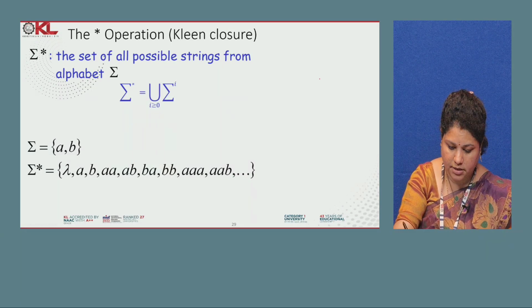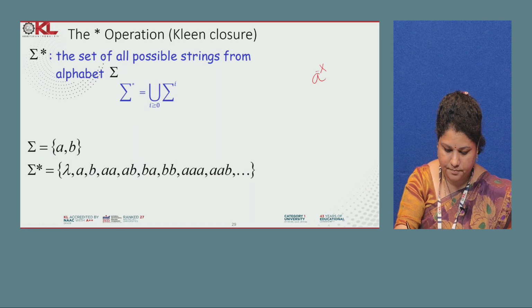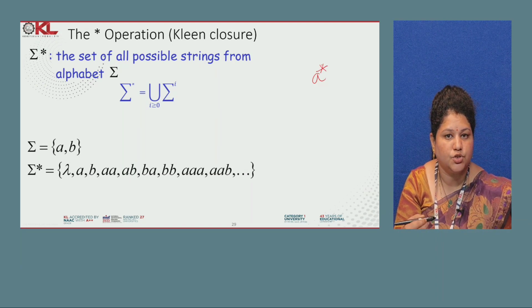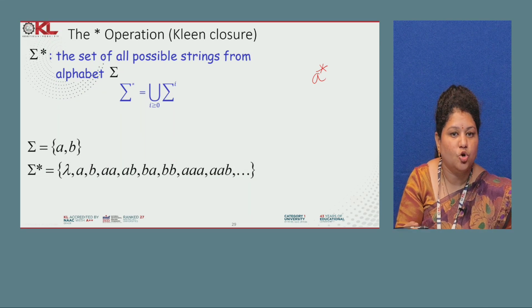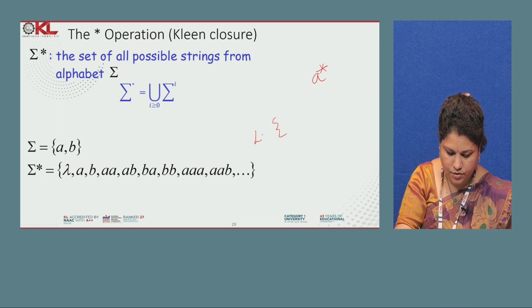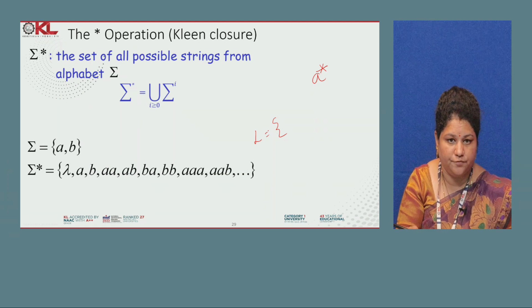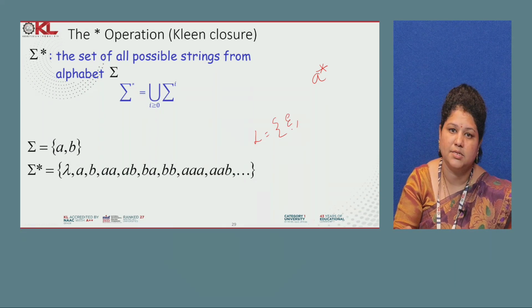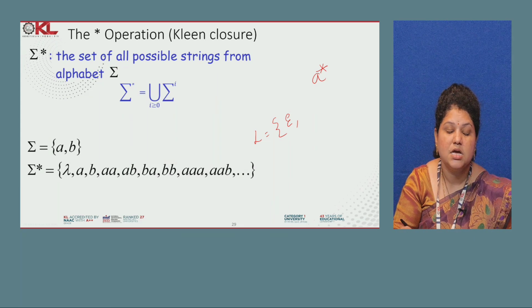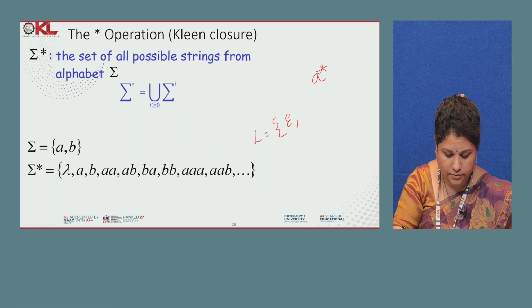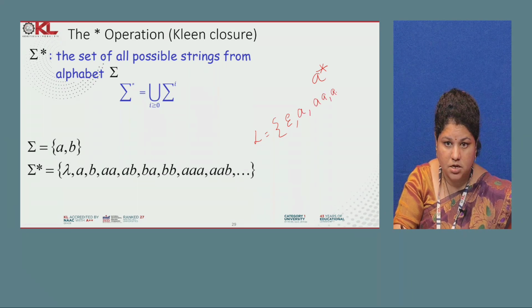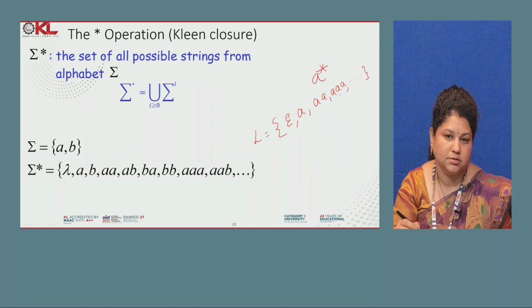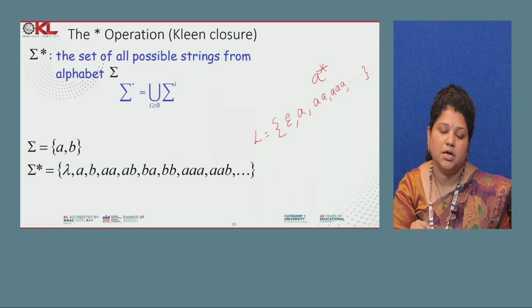For example, we are taking A star. How can strings be generated for this Kleene closure in our language? We can start with epsilon. Zero or more occurrences are considered in a star closure: epsilon, A, and many more A's can be considered. This we call the Kleene closure.